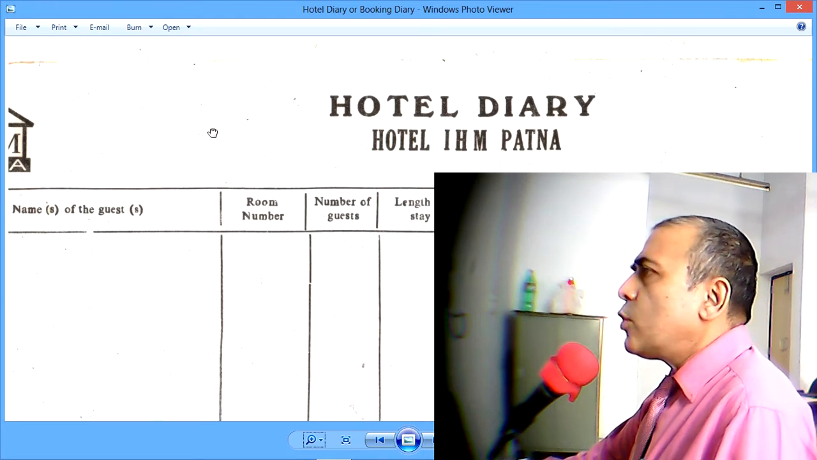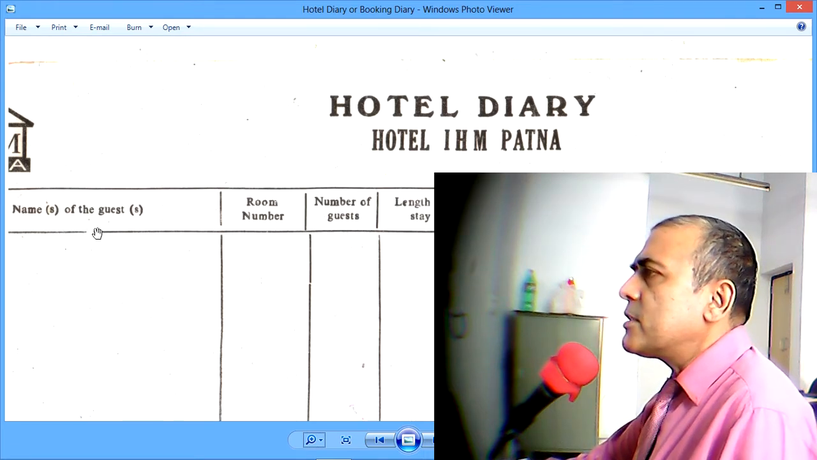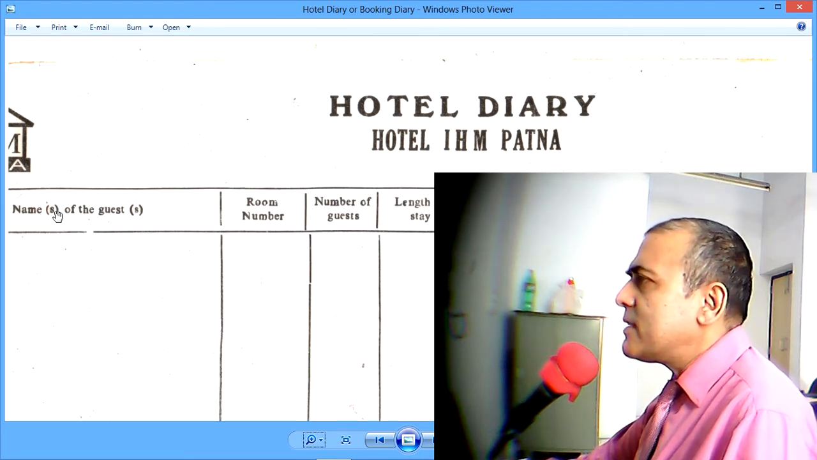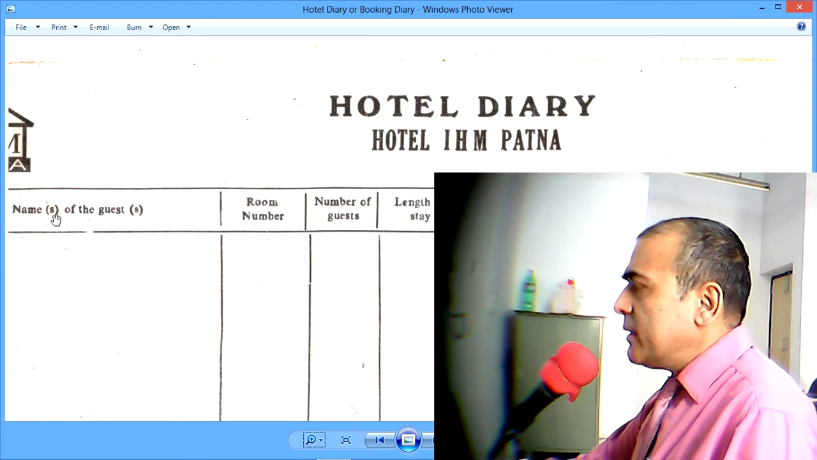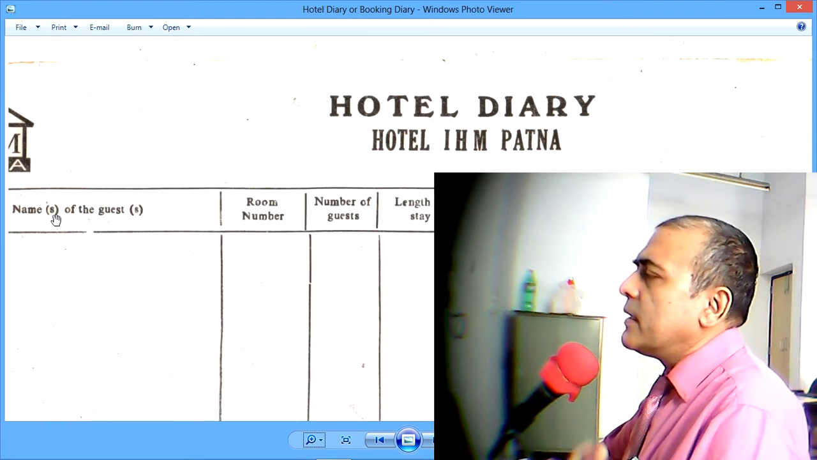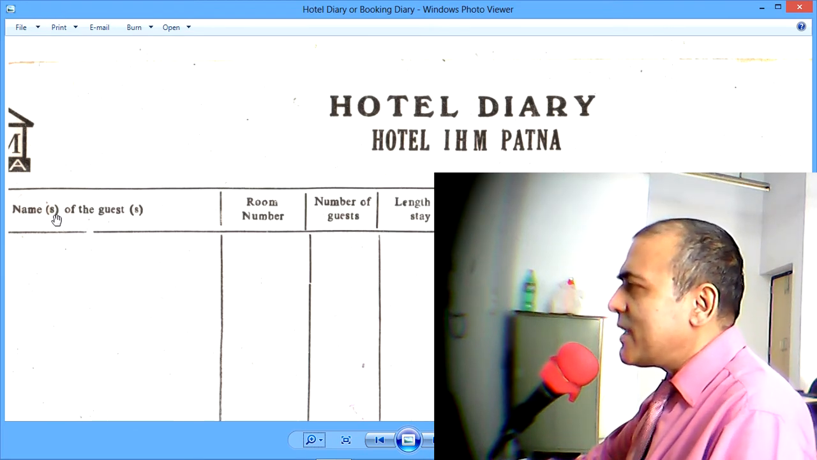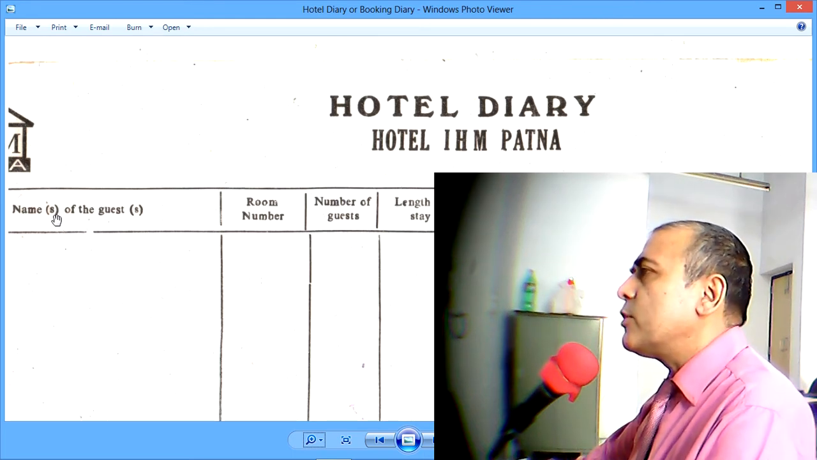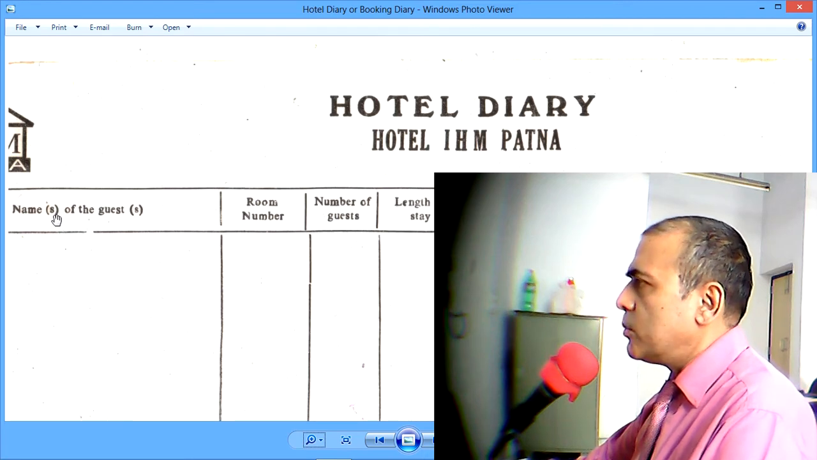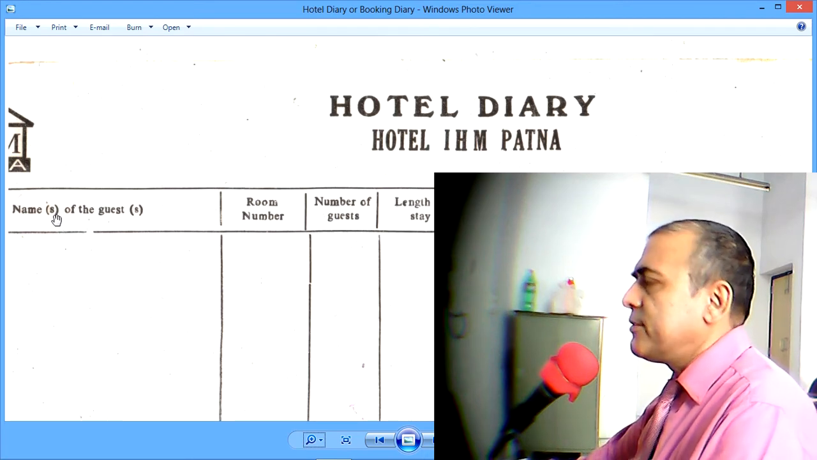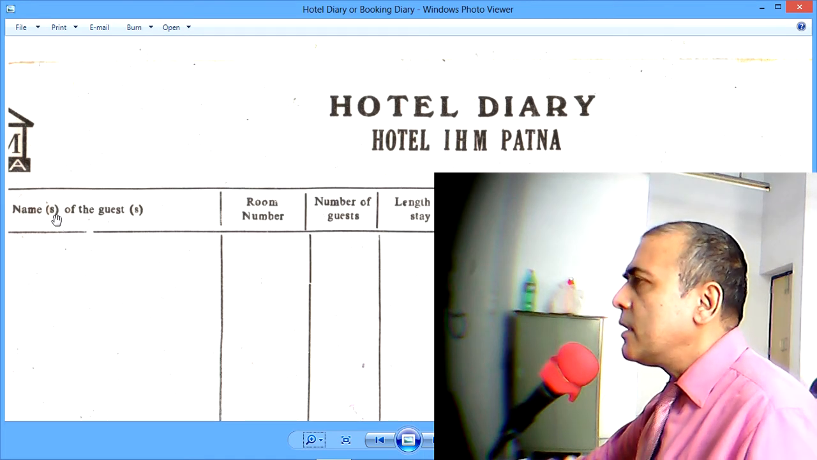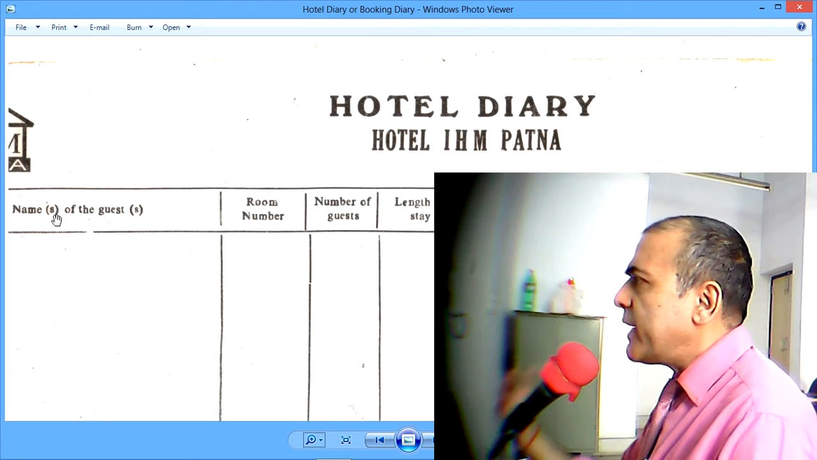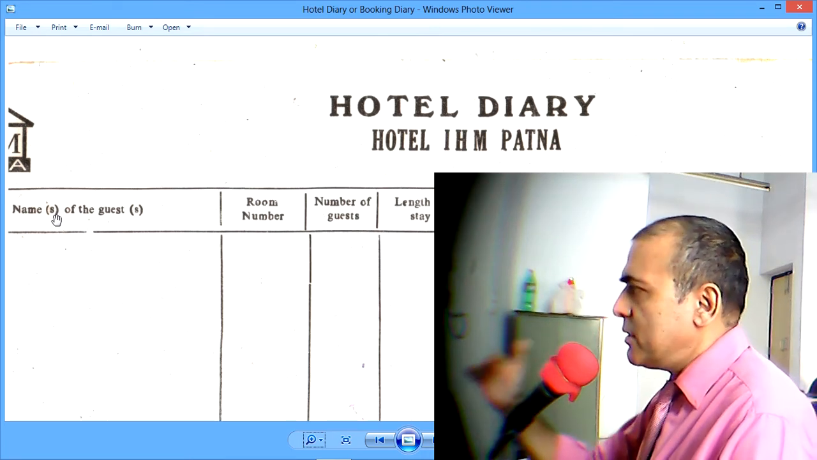We would quickly run through all the data here. The first thing here is name of the guest, and you can see there is S added to it. This S is in case there are more than one guests staying in the room. In that case, we'll have to mention the names of all the occupants staying in the room. For example, if husband and wife are staying, then we will simply mention Mr. and Mrs. XYZ. And if there are two friends staying, then we have to mention their names separately.